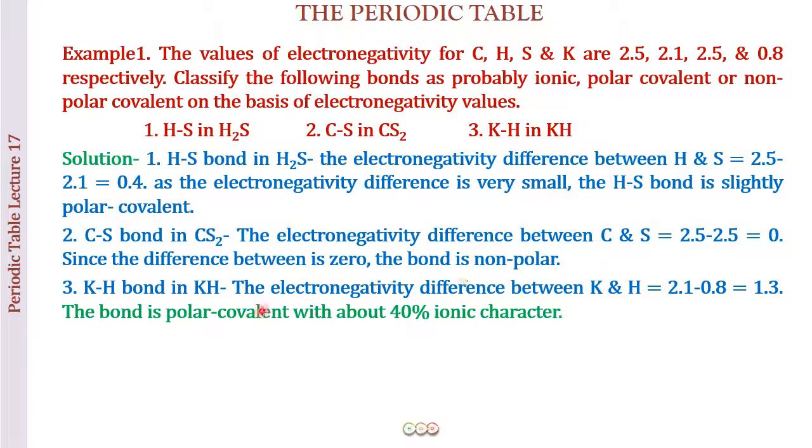Next we have the K-H bond. The electronegativity difference is coming up to 1.3. So we say that the bond is polar covalent with about 40% ionic character.